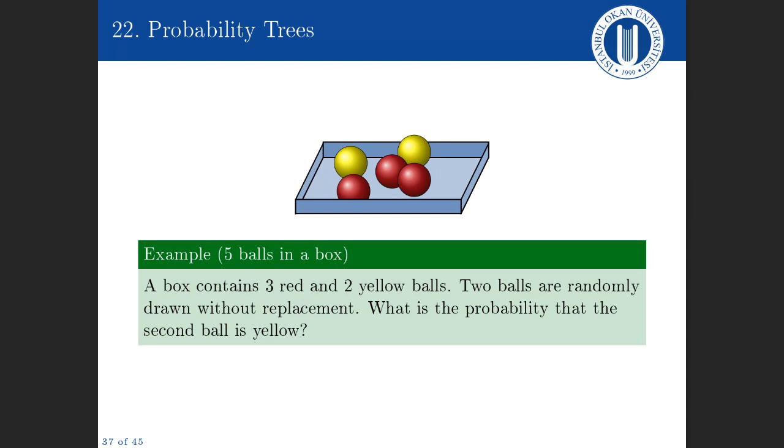Let's suppose we have 5 balls in a box. We've got 2 red balls and 2 yellow balls. And we're going to take 2 of these balls out of the box randomly. And we're not going to put them back in the box, we'll just take 2 of them out. What is the probability that the second ball that we take out is yellow?